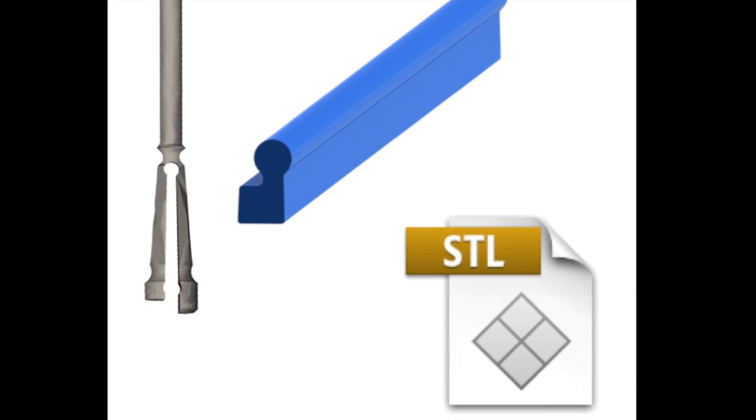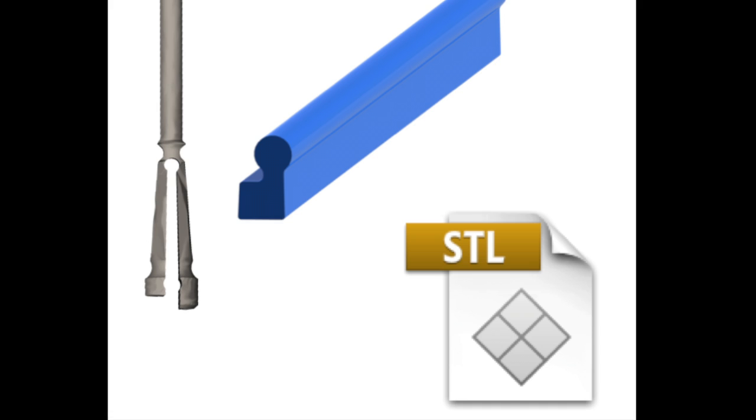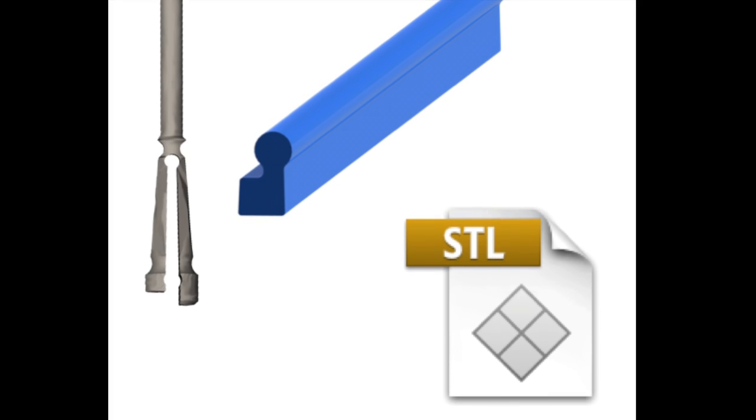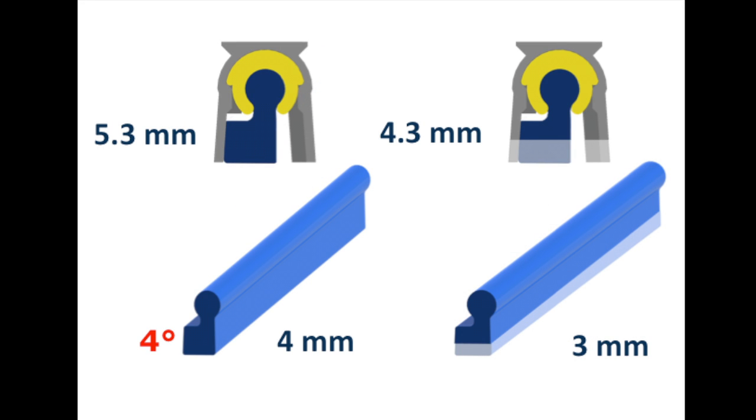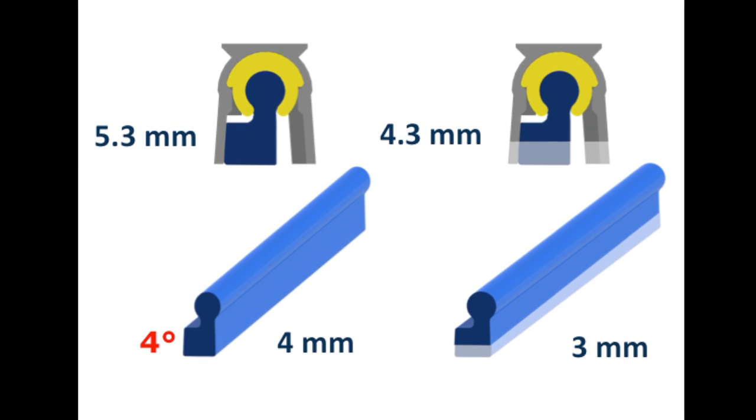The bar can be cast using any hard alloy, or it can be milled. The STL file is available and is currently in the XOCAD library. The step profile on the bar always faces the labial and has a 4-degree taper so that it is easy for the patient to insert the overdenture.